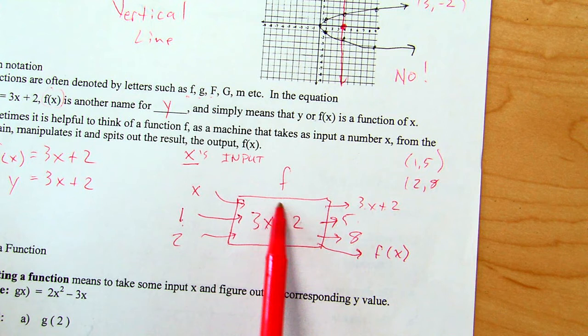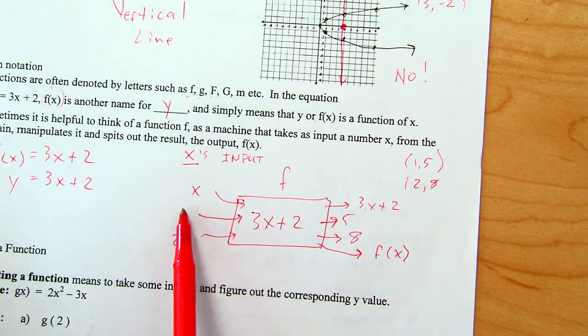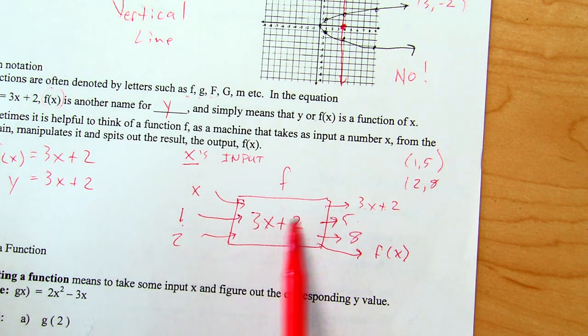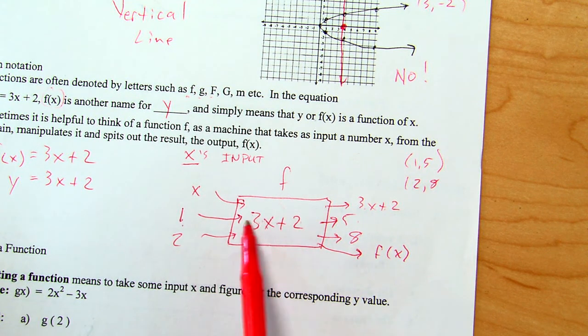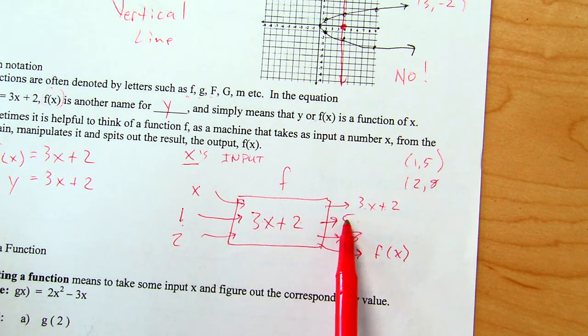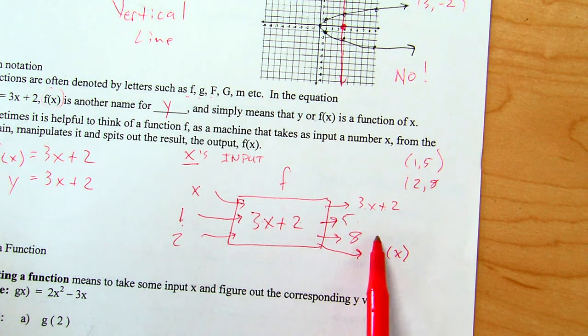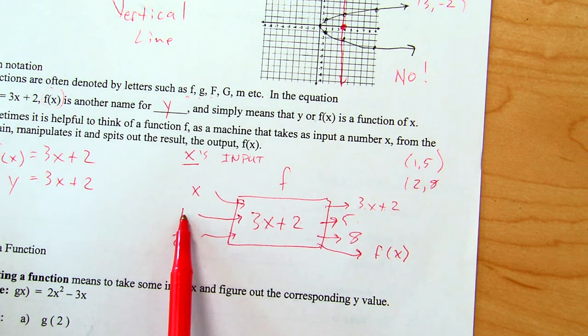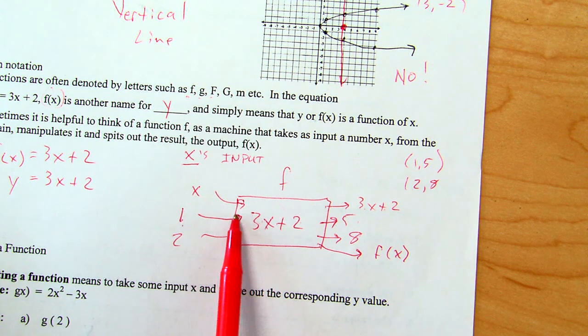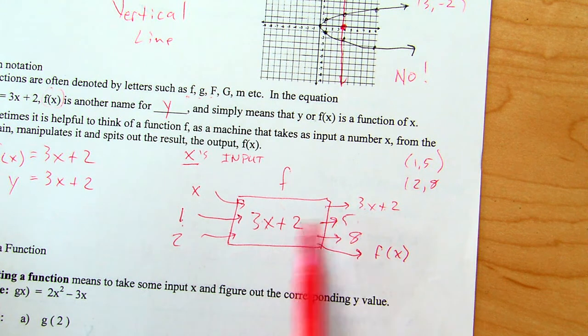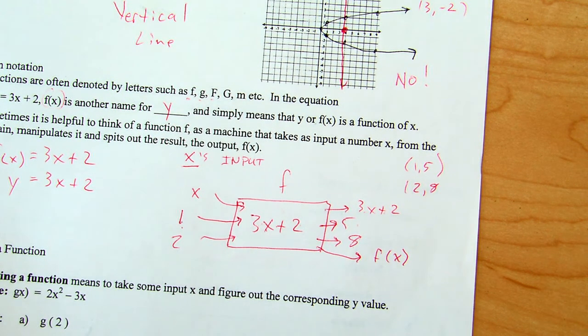Here's my 3x plus 2 box, and if I take the number 1, plug it in, I get 3 times 1 is 3, plus 2 is 5. Take the number 2, plug it in, 3 times 2 is 6, plus 2 is 8. So basically this is an example of a function. Take a number, plug it in, one number in means one number out. So it's an example of a function.